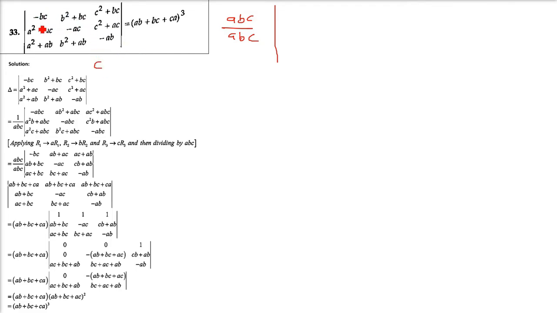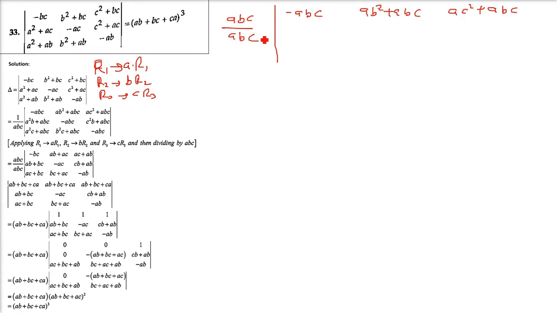First we need to multiply row 1 with a, row 2 will be b into row 2 and row 3 will be c into row 3. So first row we are multiplying with a. So minus abc, a into b square plus c, so ab square plus abc will come. Then multiplying this with a, c square a plus abc will come.